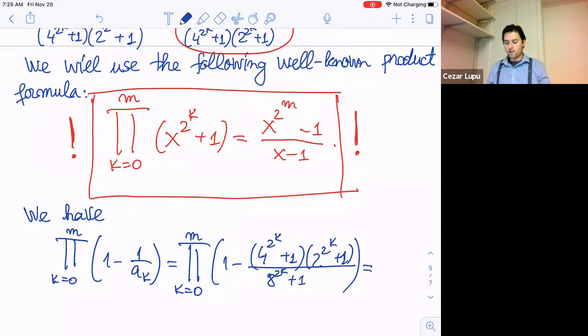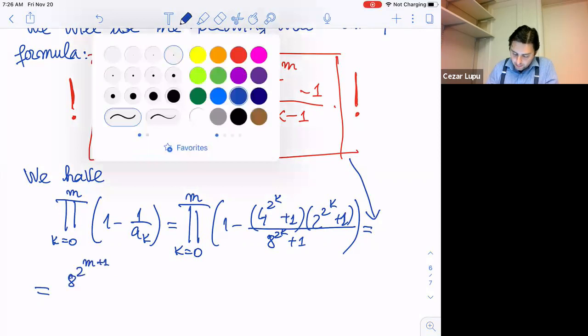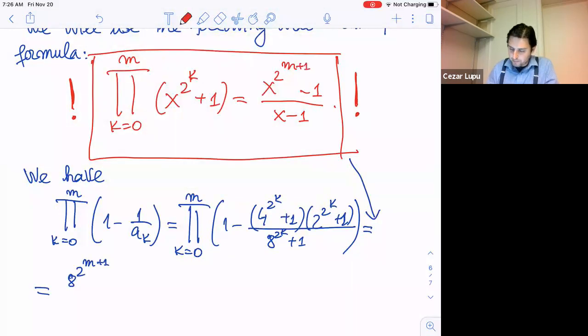Okay. And now if I do all this, and by applying this identity here, this will give us, exactly, what? It will give us 8 to the 2 to the m plus 1, sorry. Right? And here I think I made a mistake. This identity is not like that. I think it's m plus 1 here. Yeah, that's more correct.